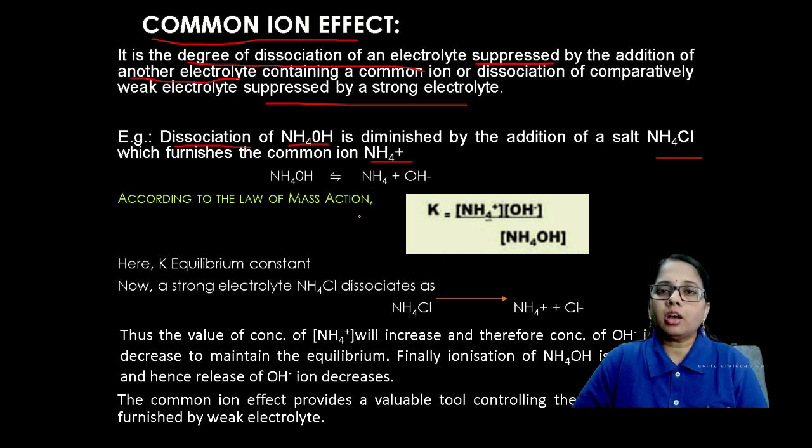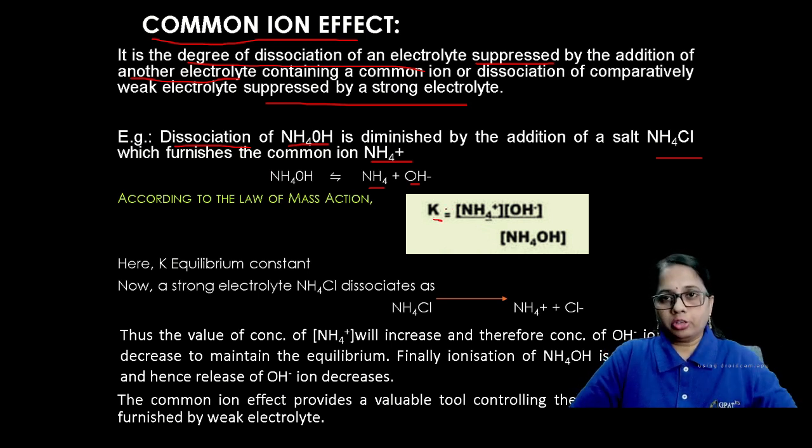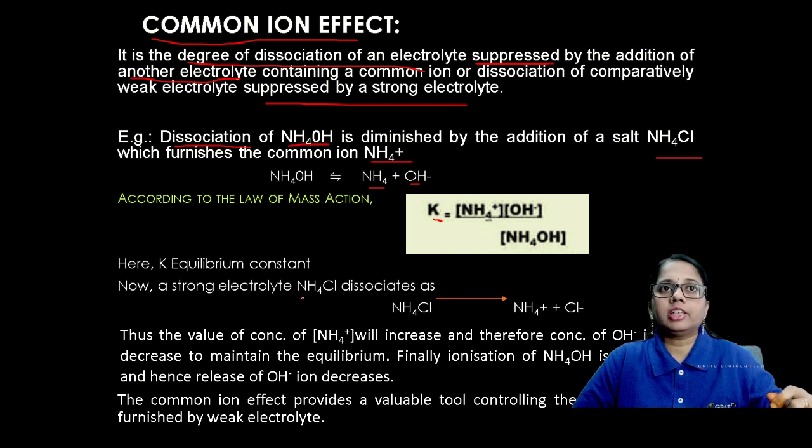So according to the law of mass action, what happens? K equals NH4 plus concentration times OH minus concentration divided by NH4OH concentration. Okay, so by applying this law of mass action, K is called the equilibrium constant. Now if we add a strong electrolyte, that is ammonium chloride, then what happens? Ammonium chloride is going to dissociate into ammonium plus chloride ions, NH4 plus and Cl minus.